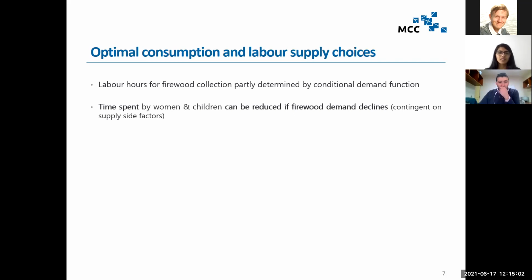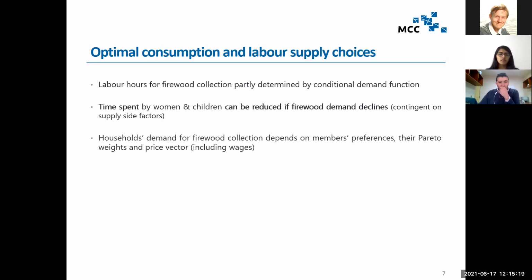We then obtain via the production process that the labor hours are partly determined by the conditional demand function. But here actually the firm is the household itself. So one implication is that if we want to reduce the time that women and children especially spend collecting firewood, then we need to think about the firewood demand of the household itself. Because if this declines, then it can reduce the time that they spend, contingent on supply side factors. And a household's demand for firewood collection itself will depend on the individual's preferences. It will depend on their Pareto weights and the prices and wages that they face.